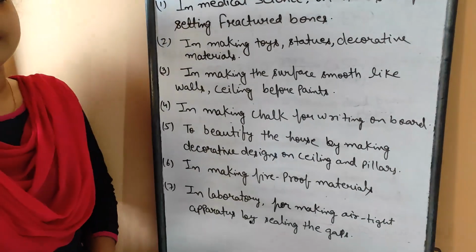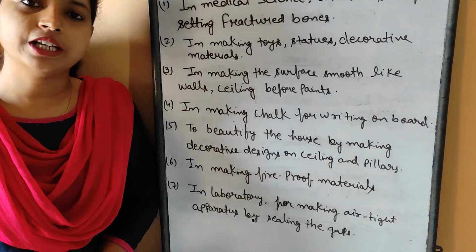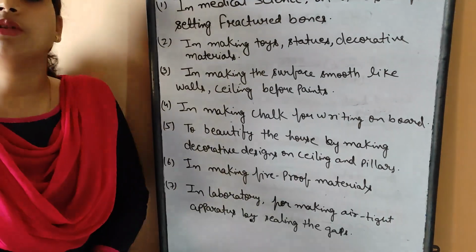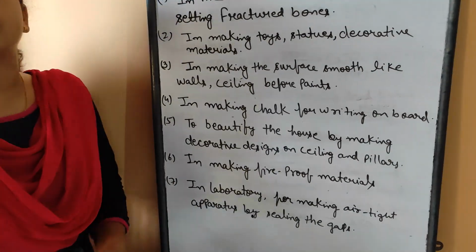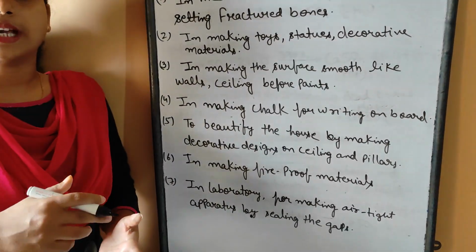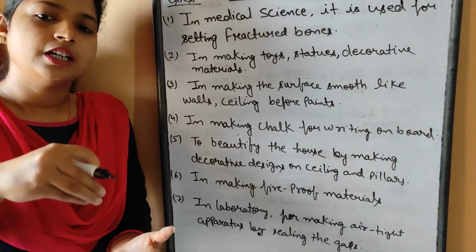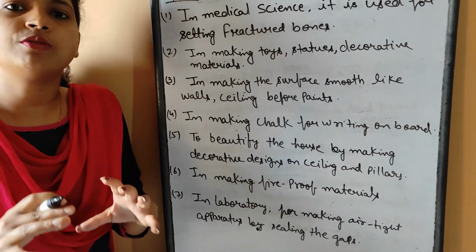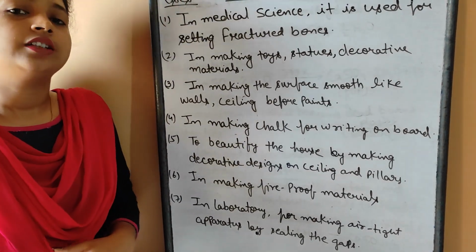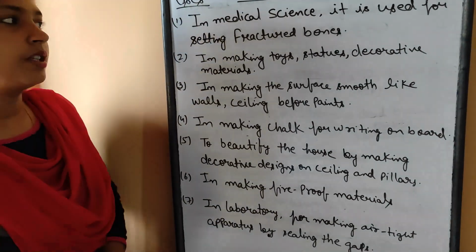And the last one is in the laboratory. What is the role of this POP in the laboratory? We use this POP in the laboratory for making airtight containers or apparatus by sealing the gaps. If we take a conical flask and put a stopper on it and there are still air spaces, or if we need a container that must be kept airtight, then for sealing those gaps also we use POP.